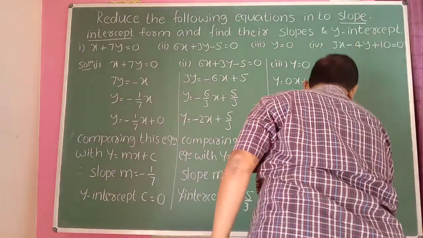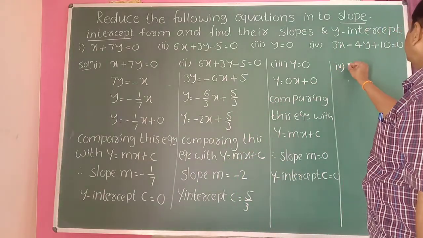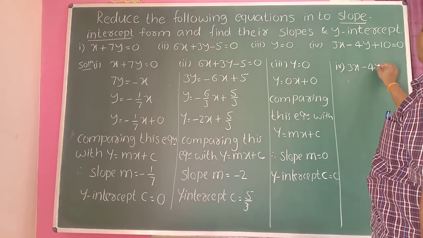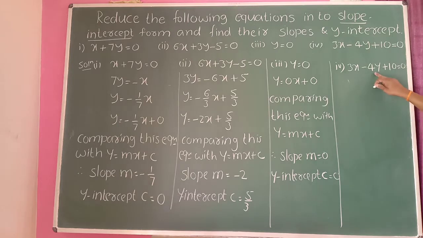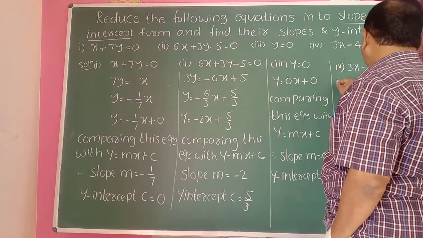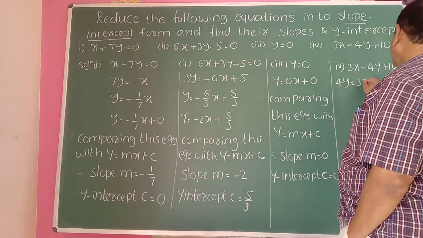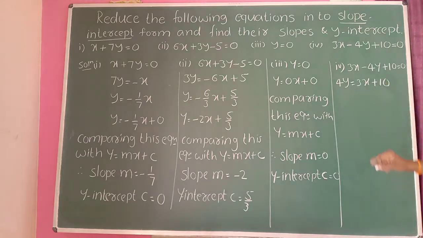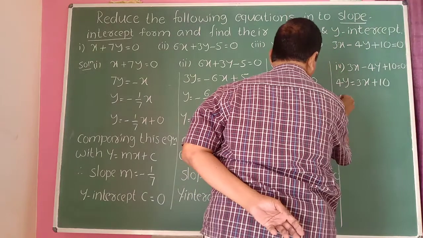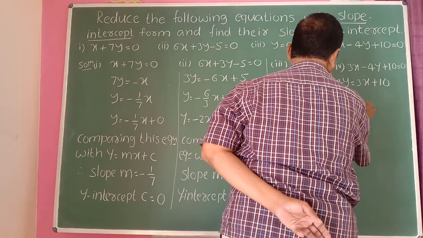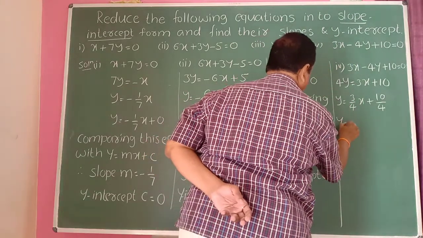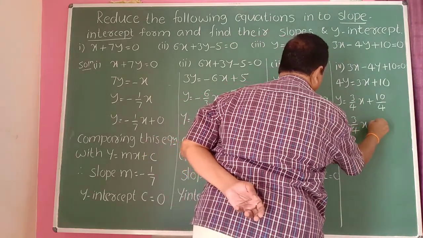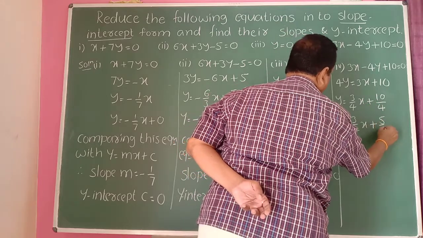In the fourth example, 3x minus 4y plus 10 is equal to 0. Just take minus 4y to this side and it becomes plus 4y. 4y is equal to 3x plus 10. Take 4 to the right hand side. So y is equal to 3 divided by 4 x plus 10 divided by 4. Hence y is equal to 3 by 4 x plus 5 by 2.